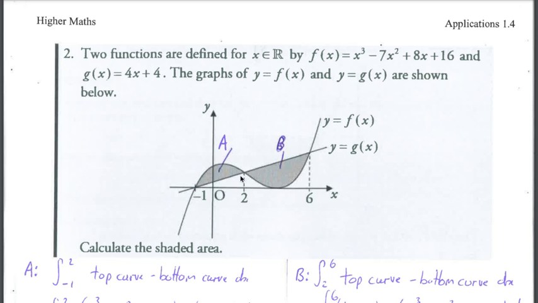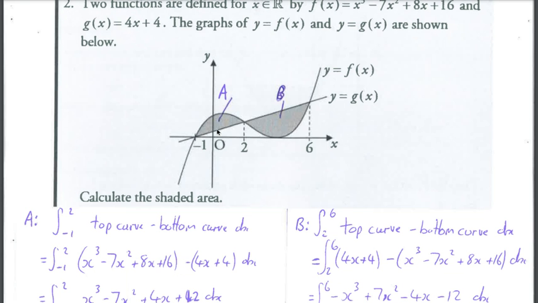So in this section here we need to do the integral from -1 to 2 to find area A. We need to do the integral from 2 to 6 to find area B, and each time we do that we must always do the upper curve minus the lower curve. Or in this case, the curve minus the line.